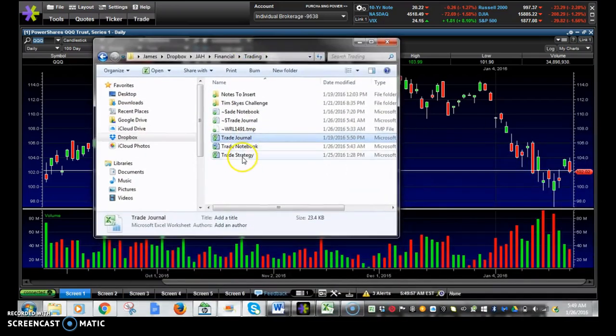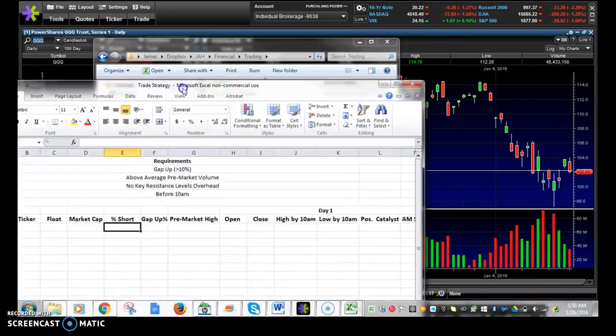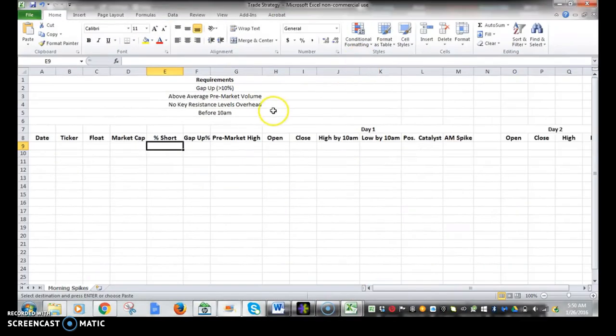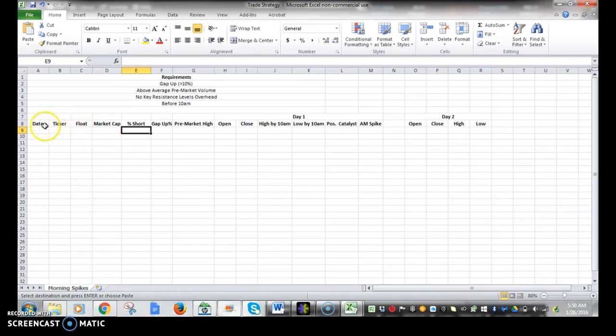So I started a spreadsheet, trade strategy. Took this from Tim Grittani's notebook. What I'm going to do is start tracking the morning gap ups and seeing how they would do. So I'm going to pay attention to the float, the market cap, the percent short, and how much it gaps up. So I'm going to look for a gap up of 10%.